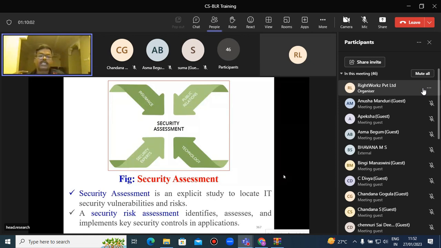Security assessment is an explicit study to locate IT security vulnerabilities and risks. So that is called security assessment. A security risk assessment identifies, assesses, and implements key security controls in applications. That is called a security risk assessment.